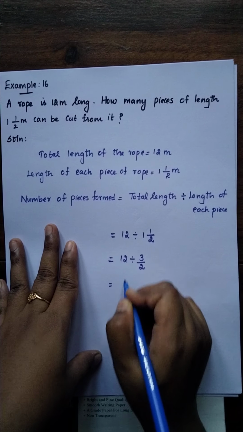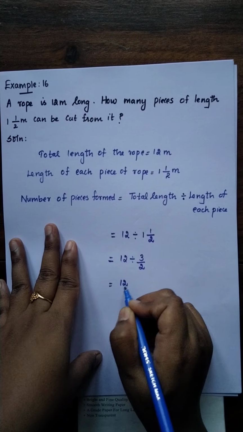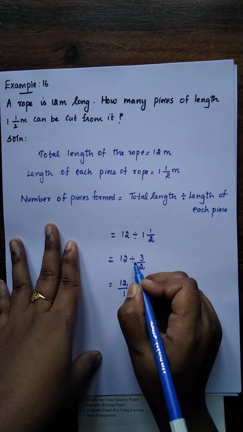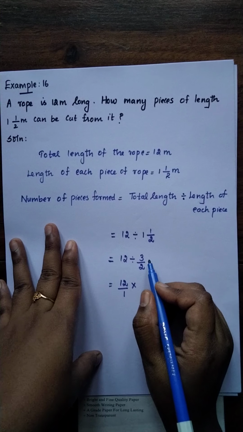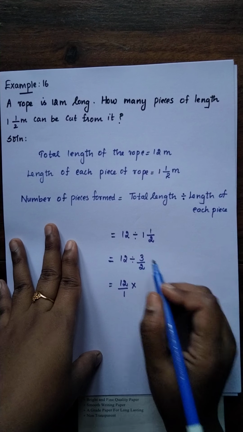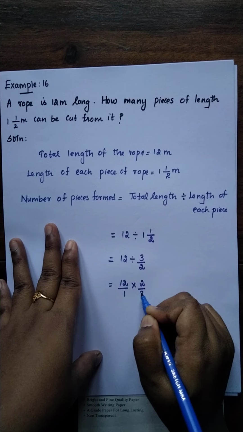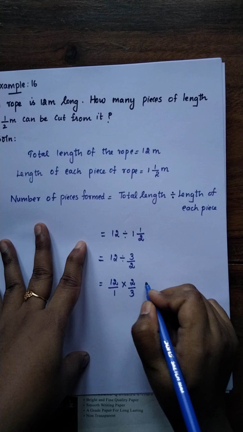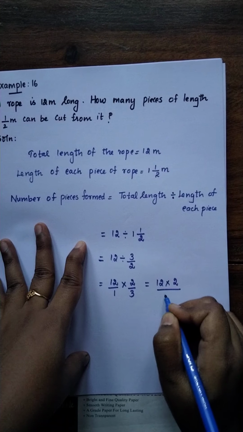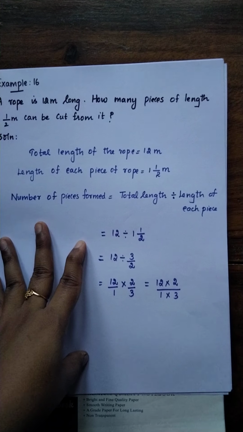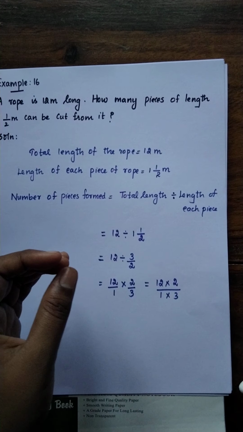First write the whole number as 12 by 1. Then change this division symbol into a multiplication symbol. Then write the reciprocal of the fraction, 3 by 2 written as 2 by 3. So it is equal to 12 into 2 divided by 1 into 3.